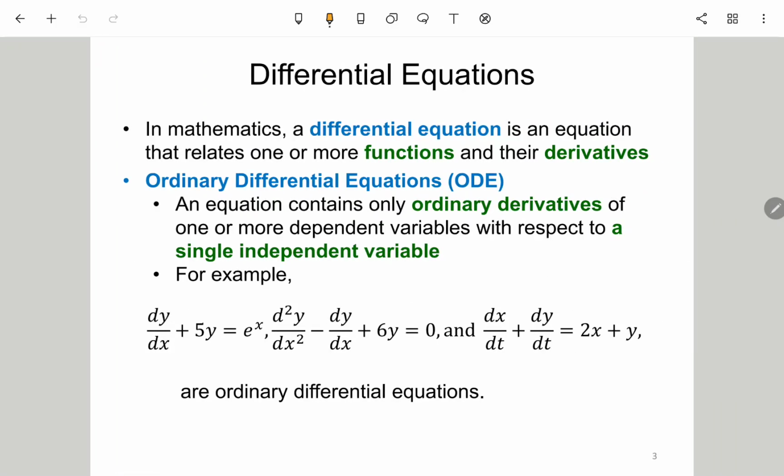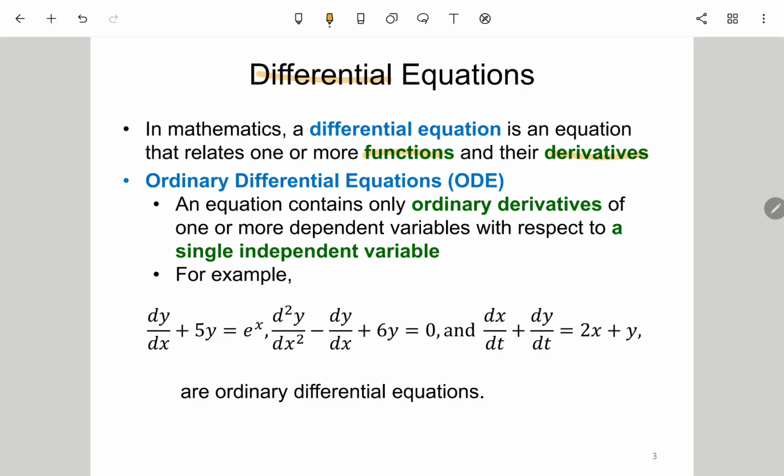Okay, anyway. So first, what is a differential equation? Here it says in mathematics, a differential equation is an equation that relates one or more functions and their derivatives. Okay, so it consists of functions, it consists of derivatives. Because you have differentiation, differential or derivative, so it should consist of some functions and derivatives.